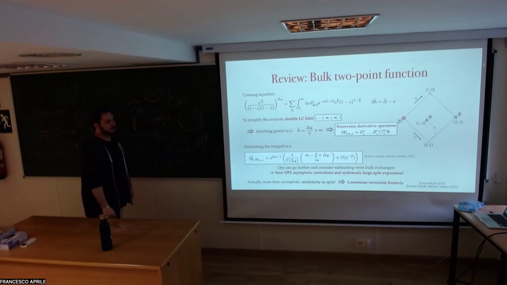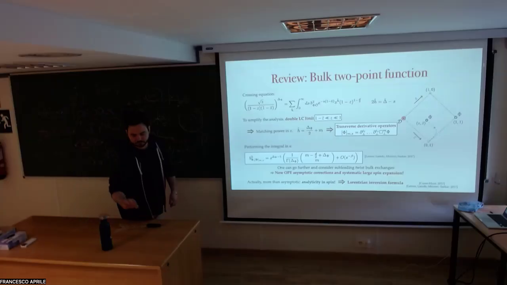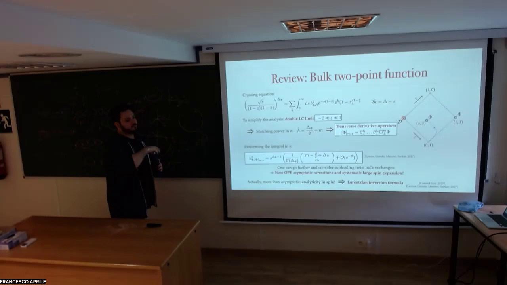Yes. Maybe I can also ask a clarification. Just a basic confusion. I can think of this 2-point function as a 4-point function without the defect. But then, in that language, what are these transverse derivative operators? They are the analogue of the double twist operators that appear in the 4-point function, if you want.